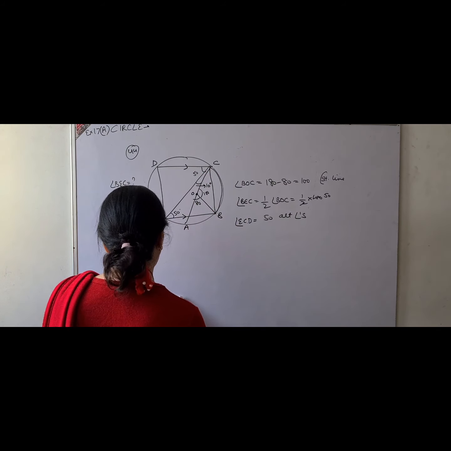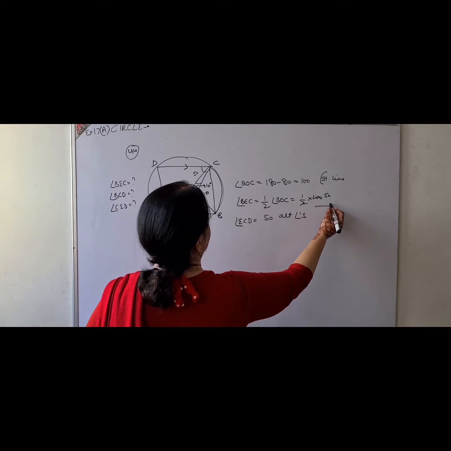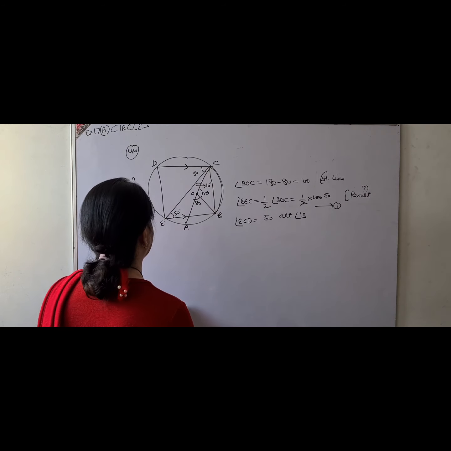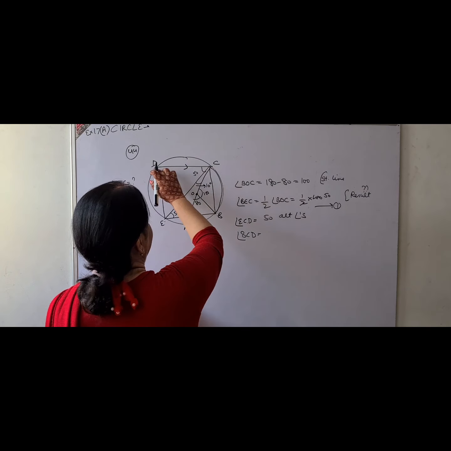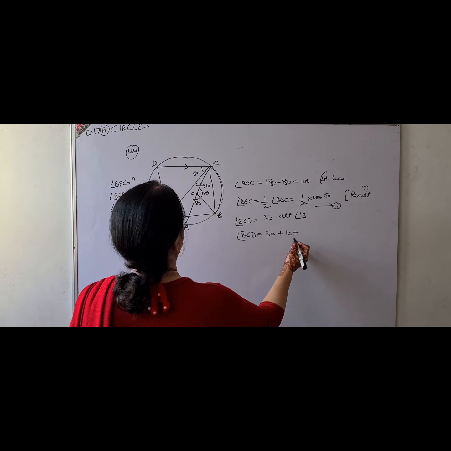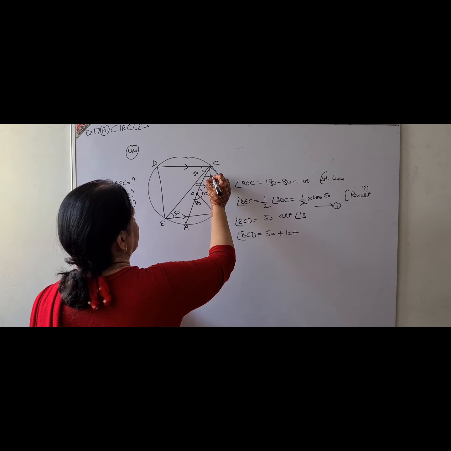So in total you have to find BEC. BEC is your first answer. Please mention the result. Then second is BCD. BCD will be very simple. BCD is the total of all the three: 50 plus 10 plus, of course, angle BCA.